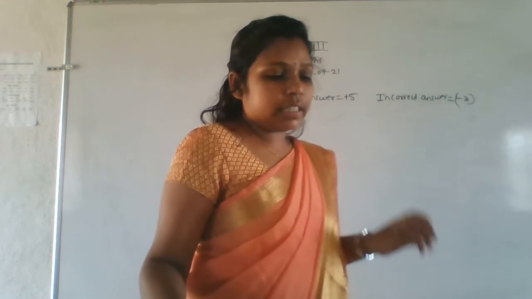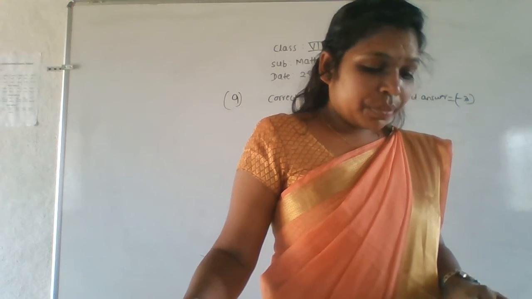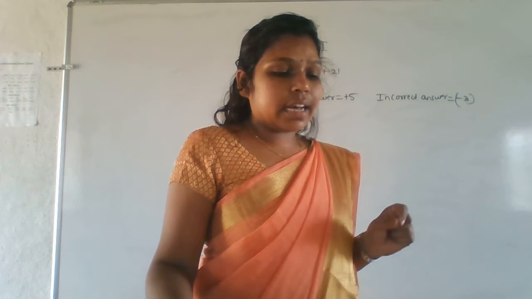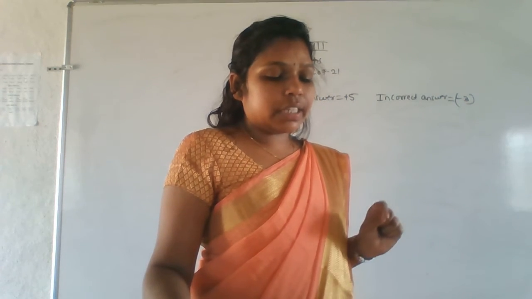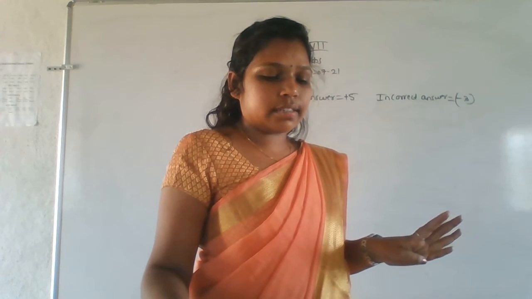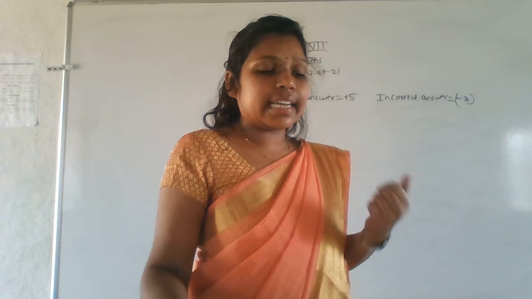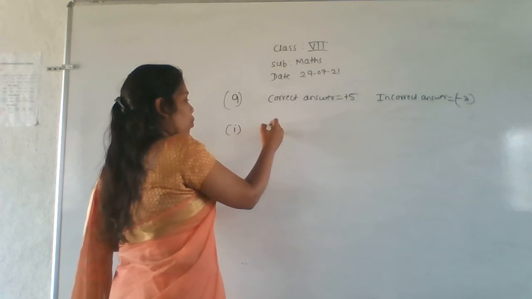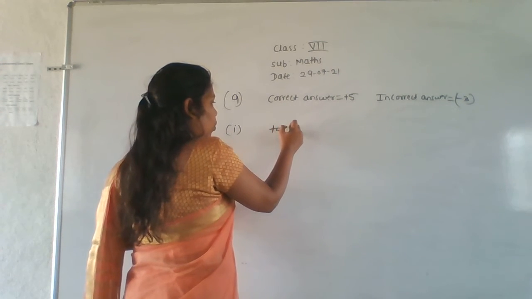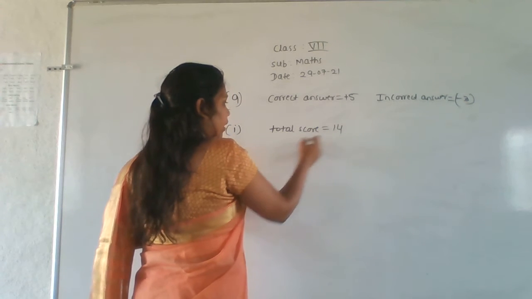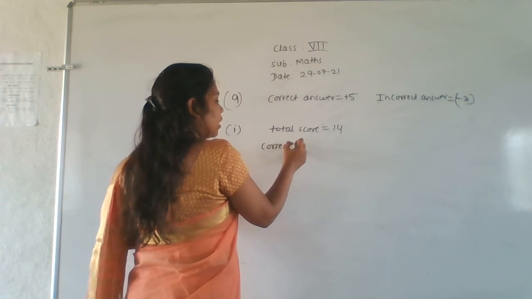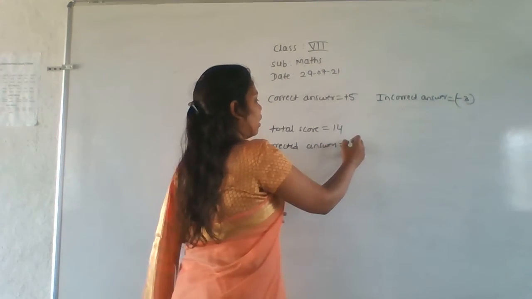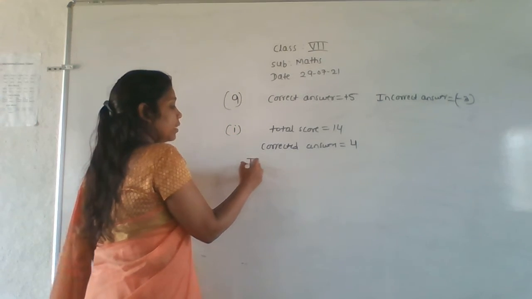So now we'll see them one by one. What is the first question they have given? Radhika scored 14 marks. If she has got 4 correct answers, how many questions has she attempted incorrectly? Her total score is equal to 14, and the correct answers are 4. Now we have to find the incorrect answers.